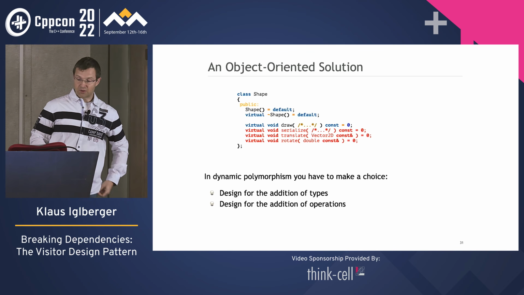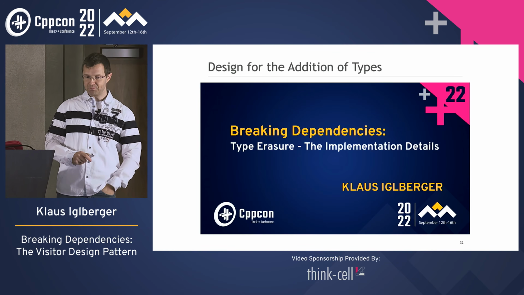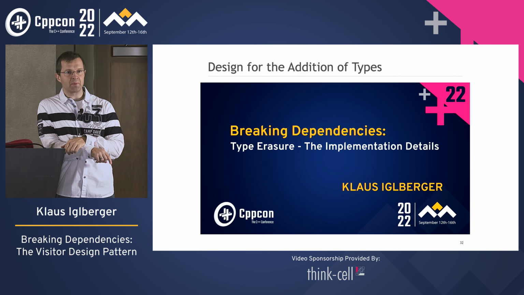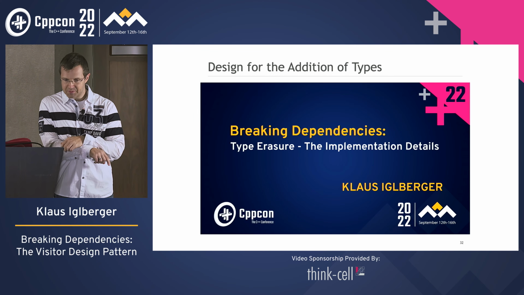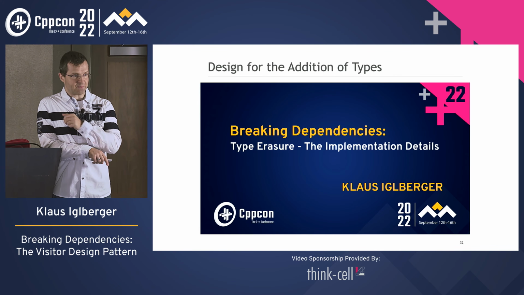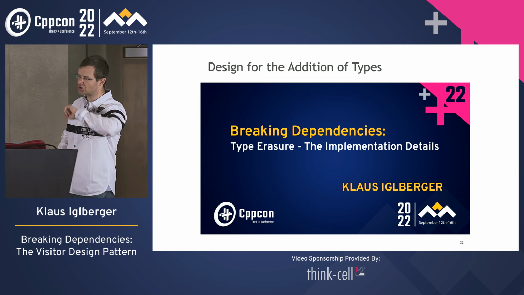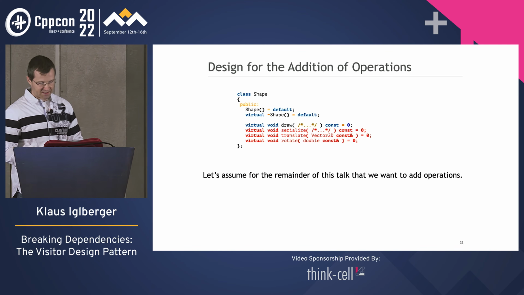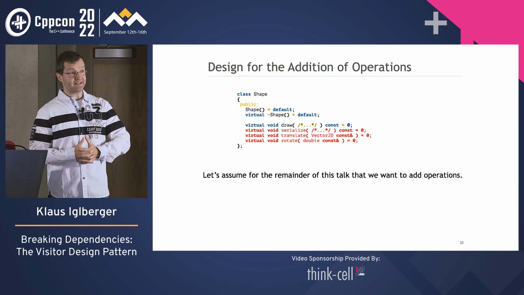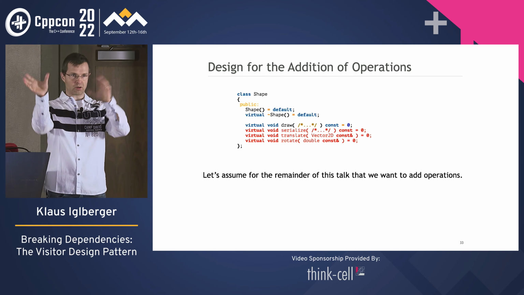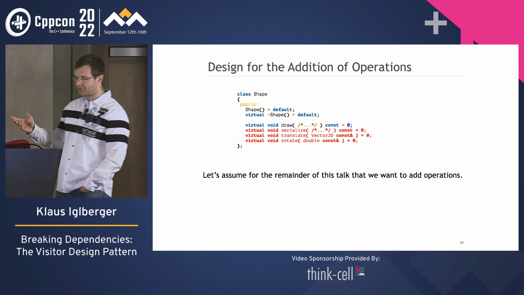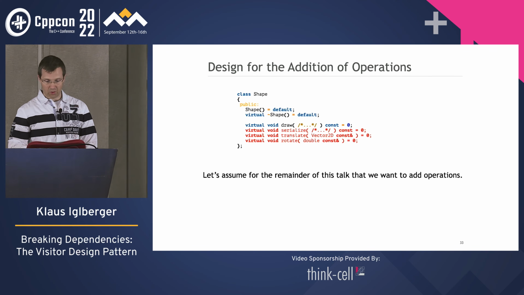So I have actually talked about the addition of types on Wednesday, and I had a talk called Type Erasure, the implementation details. In this talk, I told you how to implement this by means of type erasure, because this is the right solution, the value semantic solution for adding types. However, now in this talk, I actually want to show the other side of the design space. So for the rest of this talk, let's assume that I actually want to add operations easily. Not just somehow, like, okay, I have to change here and here and here. No, it should be so easy that everyone can do it. It should be totally non-intrusive. It should be possible for everyone.